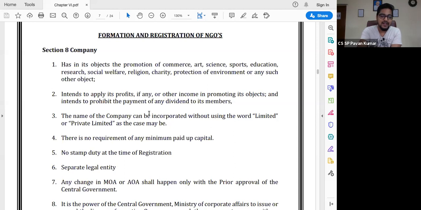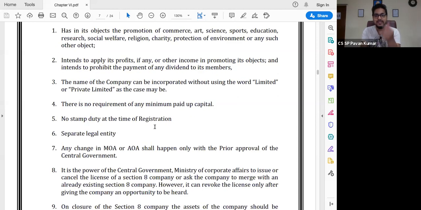They can generate profits, but that profit should not be distributable profit. It has to be used only for the promotion of its objectives. A Section 8 company also has the characteristics of a private limited company. However, they are treated as a separate legal entity. That is why the usage of the words private limited is not mandatory behind their name. Instead, you will have words such as foundation, confederation, council as a suffix instead of private limited for Section 8 companies.